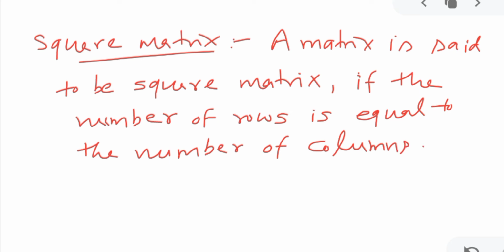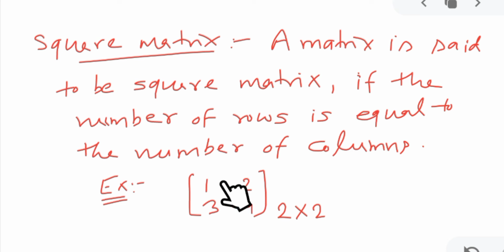And we can give a small example for this. Number of rows and number of columns will be the same. So I am writing any 2 cross 2 matrix, where the number of rows will be 2 and the number of columns will be 2. So I am writing 1, 2, 3, 4. This matrix has 2 rows and 2 columns. So the number of rows and number of columns are equal. So it is an example of a square matrix. So I hope you understood. Now the next definition is zero matrix.